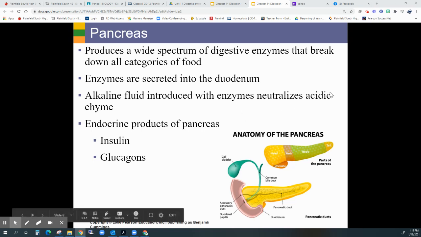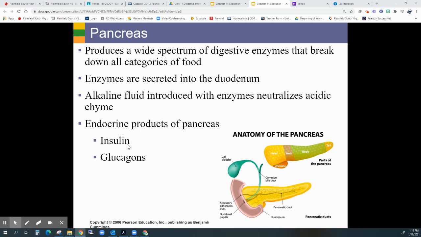All right, so a lot of those enzymes are there really to neutralize that acidic chyme that's coming out of the stomach. Other things that are being produced by the pancreas, we have both insulin and glucagon, and we talked a little bit about those in the hormone chapter. Remember, insulin helps to reduce blood sugar levels, and glucagon helps to increase blood sugar levels, depending on what's going on there.